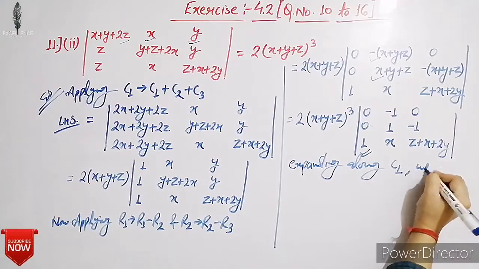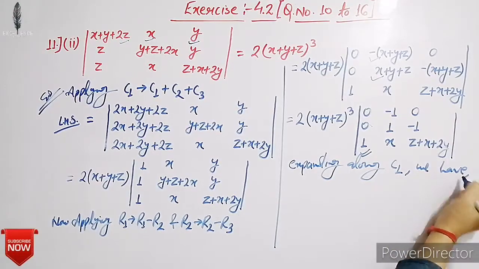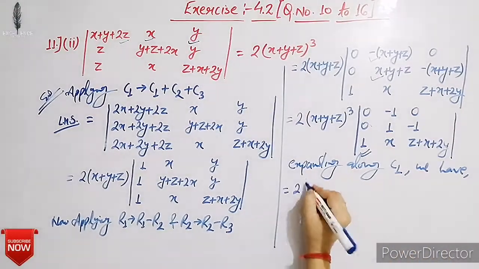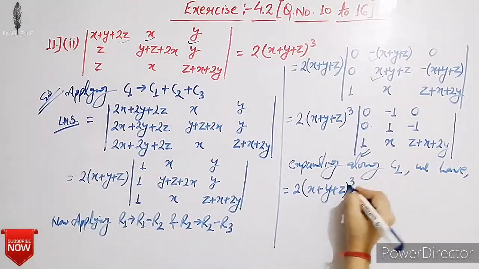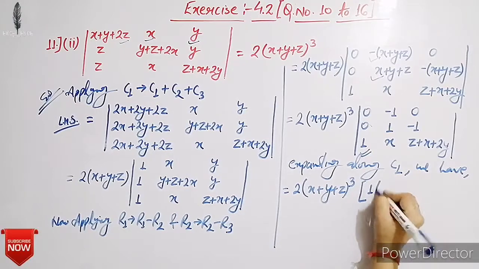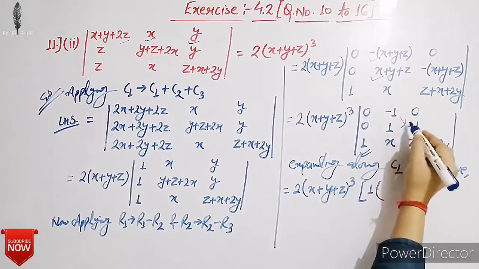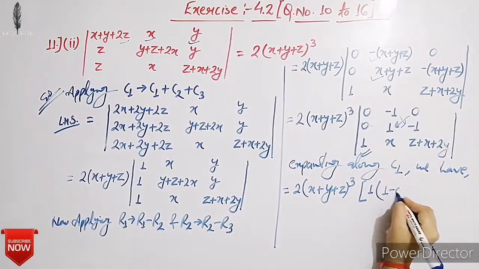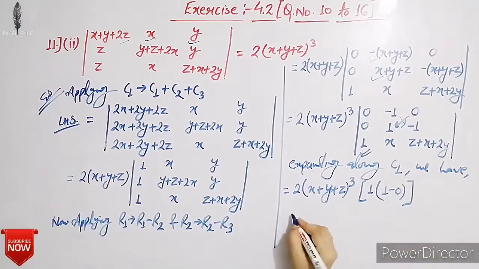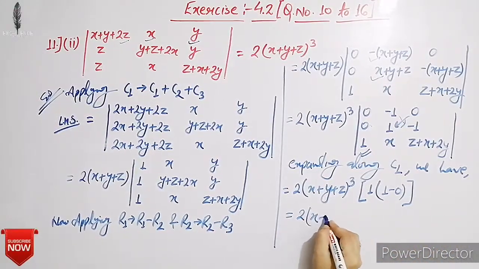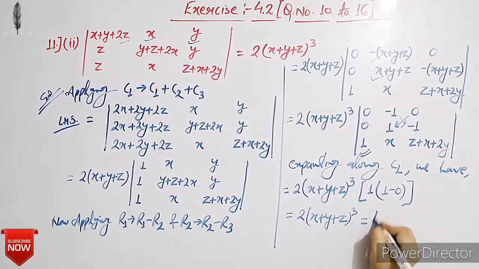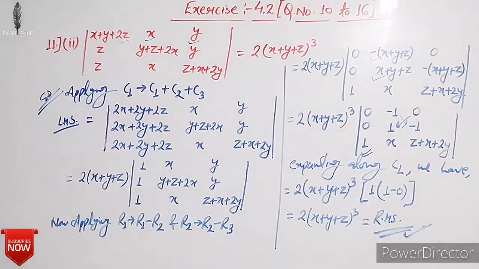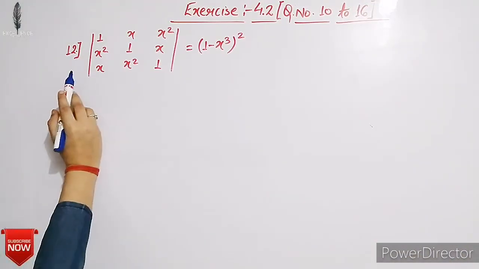we have 2 into x plus y plus z whole cube into 1 into minus 1 into minus 1, that is 1 minus 0. So it is equal to twice of x plus y plus z whole cube, that is equal to RHS. Hence proved. Let's see the next question, question number 12.